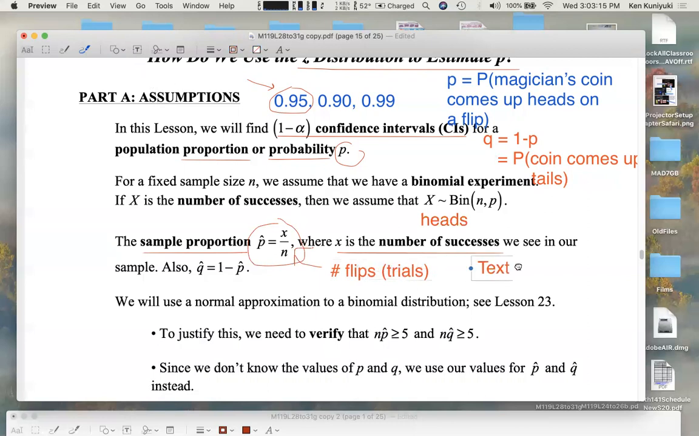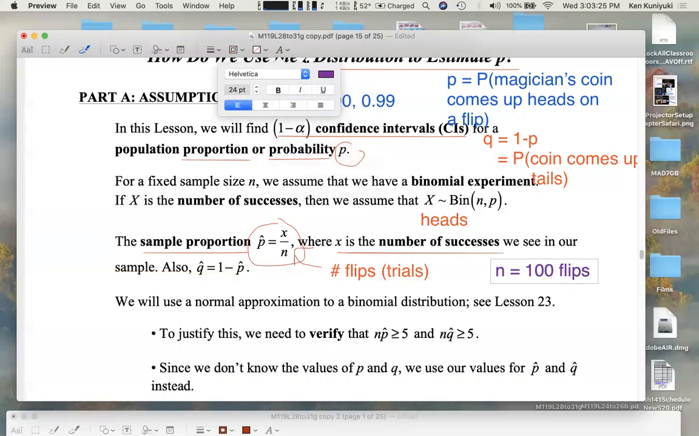So for example, let's say that you take David's magician's coin and you flip it 100 times. So n, the number of trials, you could say the sample size, is 100 flips. And let's say that we actually see 60 heads. A head is a success. That's the thing we're counting. X equals 60 heads.